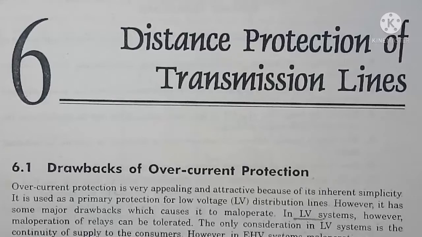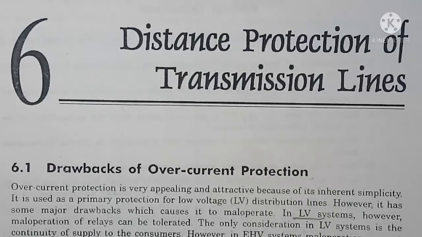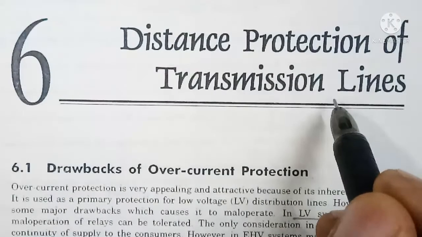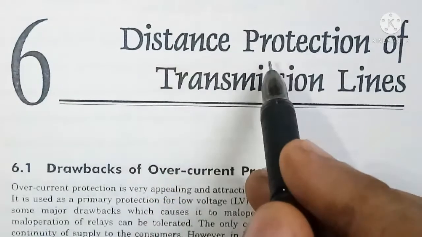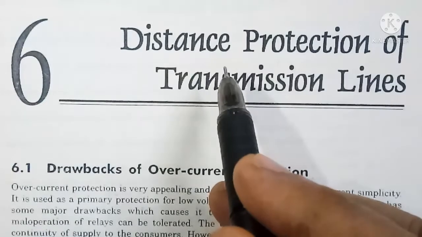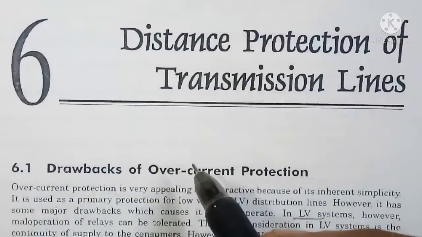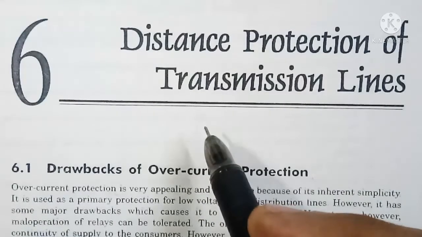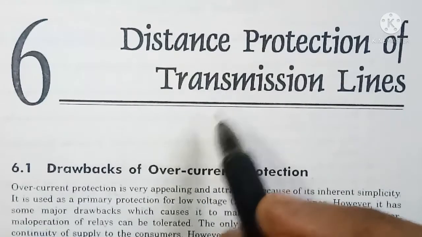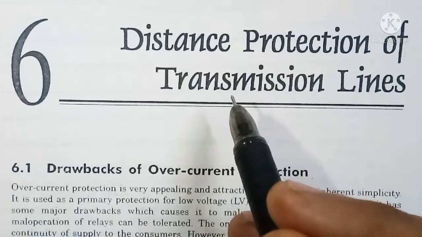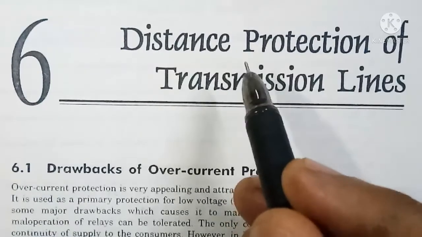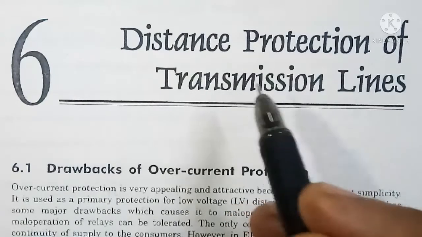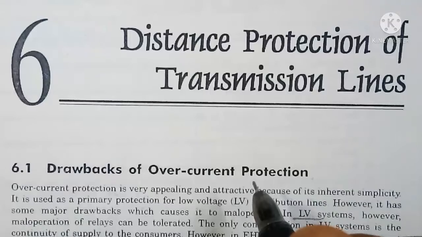Coming to protection of transmission lines. The relays used in protection of transmission lines are called distance relays or impedance relays. It is so because in case of transmission lines, the transmission line impedance is proportional to the length of the transmission line.